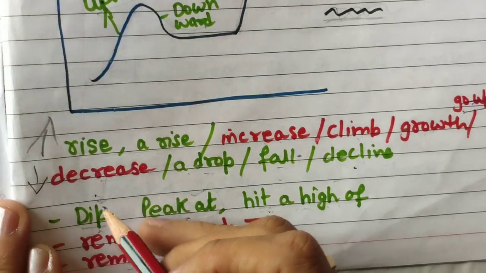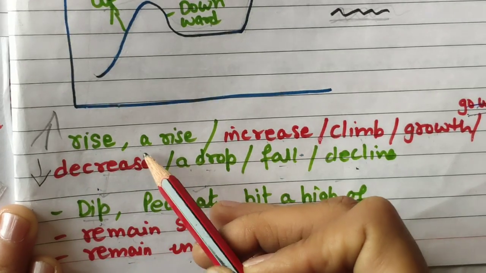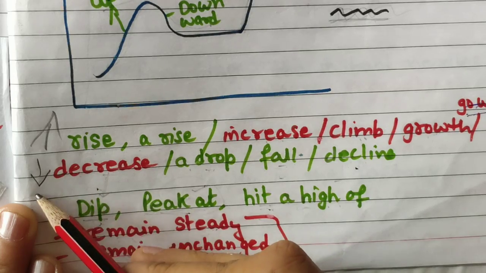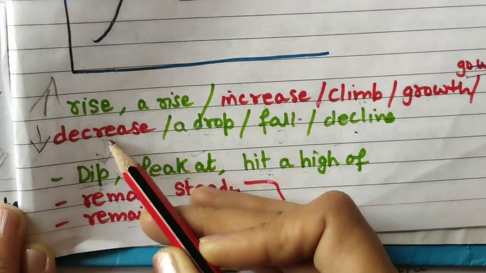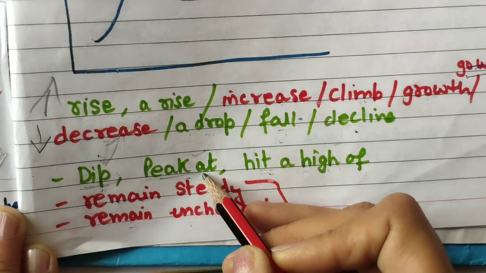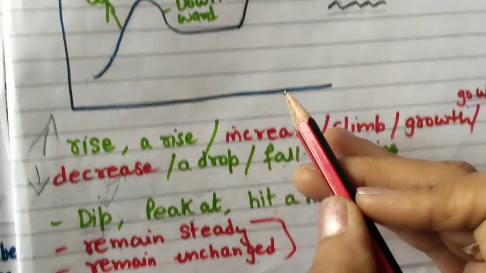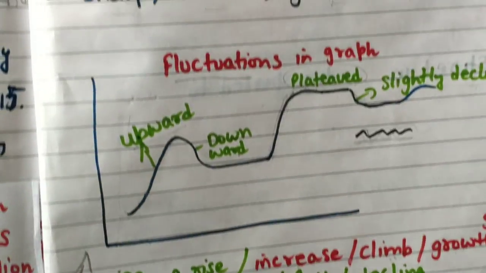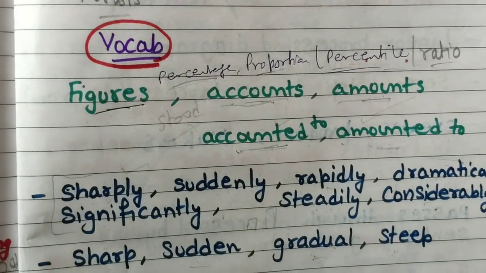Now next, if the line graph is going up, you can use the words rise, increase, climb, growth, go up. For decrease, when data is going down, use decrease, a drop, fall, decline, dip. Also you can use these. If the data has reached the highest point, then you can use the words peaked at, hit a high of. And if the data is not changing, you can use remain steady, remain unchanged. So these vocabulary words, please learn them and use them in your writings.